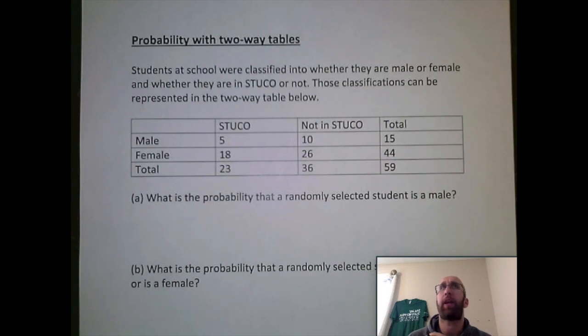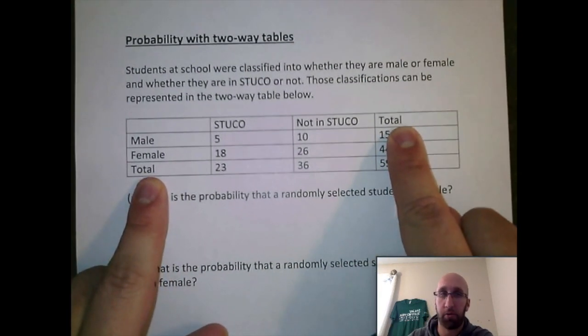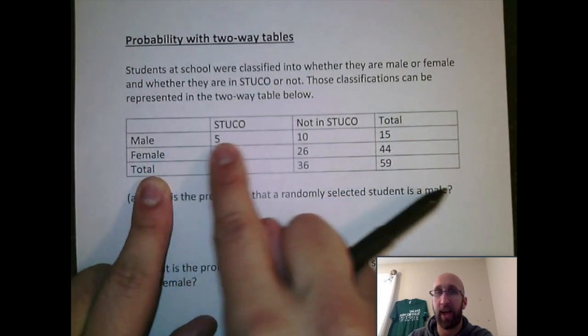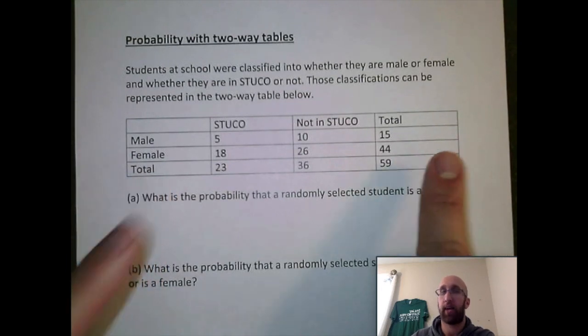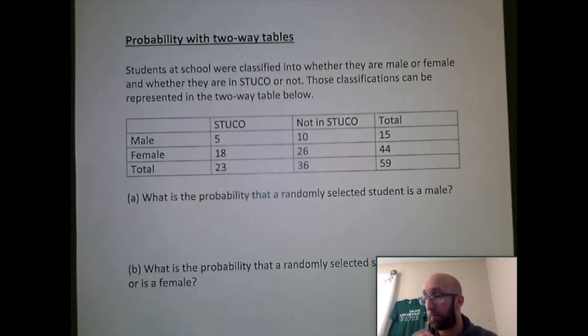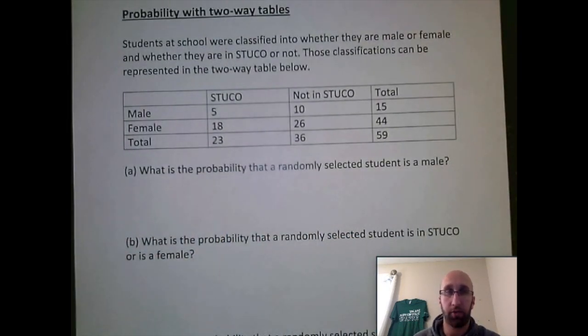So things that you need to be careful about with these types of questions is they will not always have the total row and the total column. So you might need to add up the rows and add up the columns to get that. So our table comes with our total row, total column, which is great. So let's answer some questions with this, shall we?